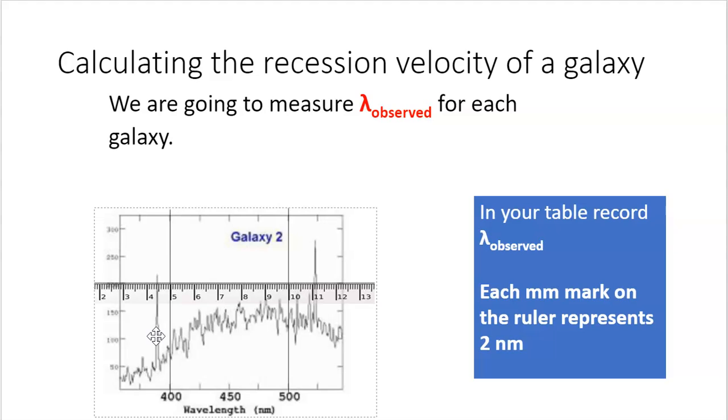Now, to find out exactly where it is, you'll notice that a scale has been placed on the spectral information, and the 400 nanometers has been lined up with 5 centimeters, and the 500 nanometers has been lined up with 10. So that means there are 50 millimeters for every 100 nanometers. So 1 millimeter represents 2 nanometers. So you should be able to work out the position of this line in nanometers, and then record that value in your table. Okay, so 2 sets of data. One is the galaxy size and one is the observed wavelength.